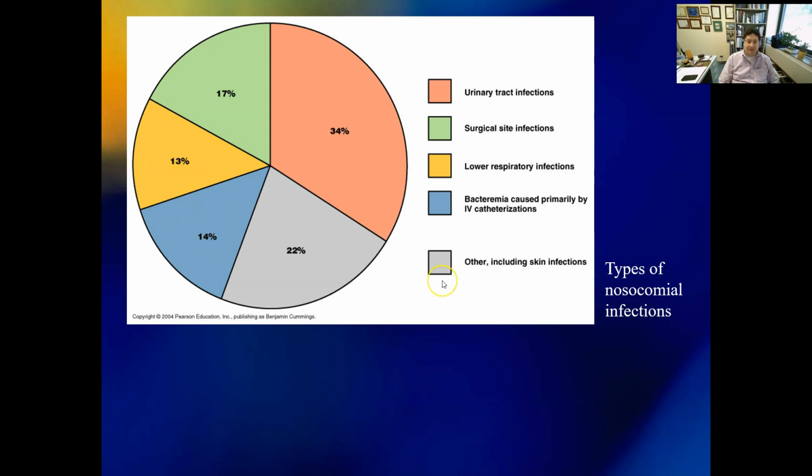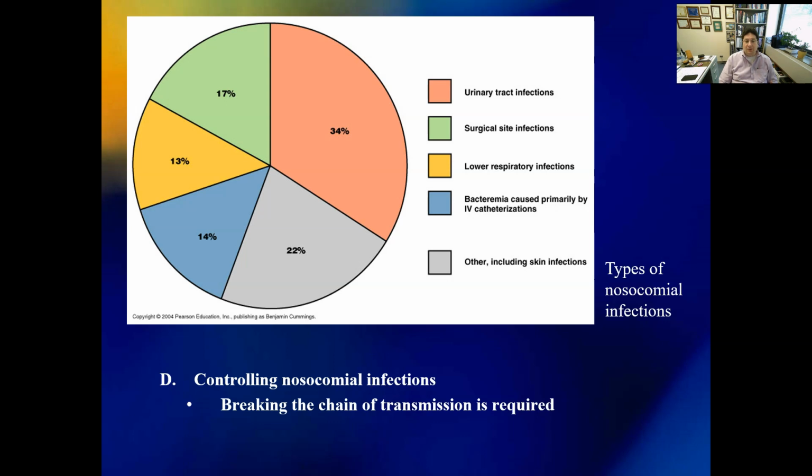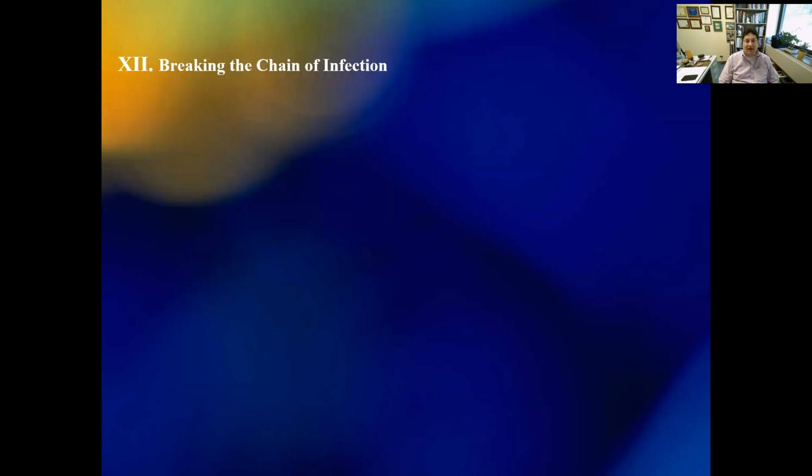Okay? So how do we control nosocomial infections? Now, everyone, you're going to control nosocomial infections the same way you're going to control any other outbreak. You have to break the chain. All right? How do we break the chain of transmission? Let's look at each link in the chain. What can you do about the causative agent, the microbe itself?